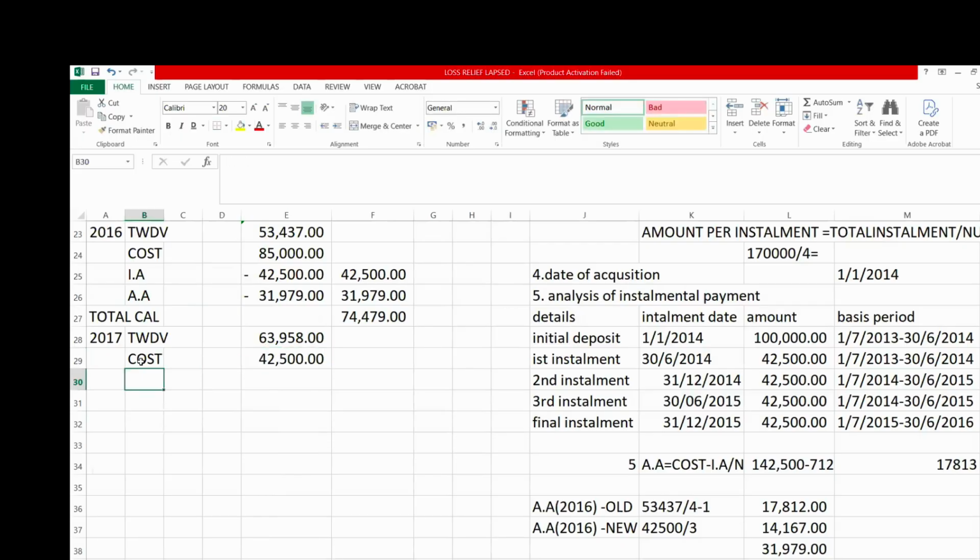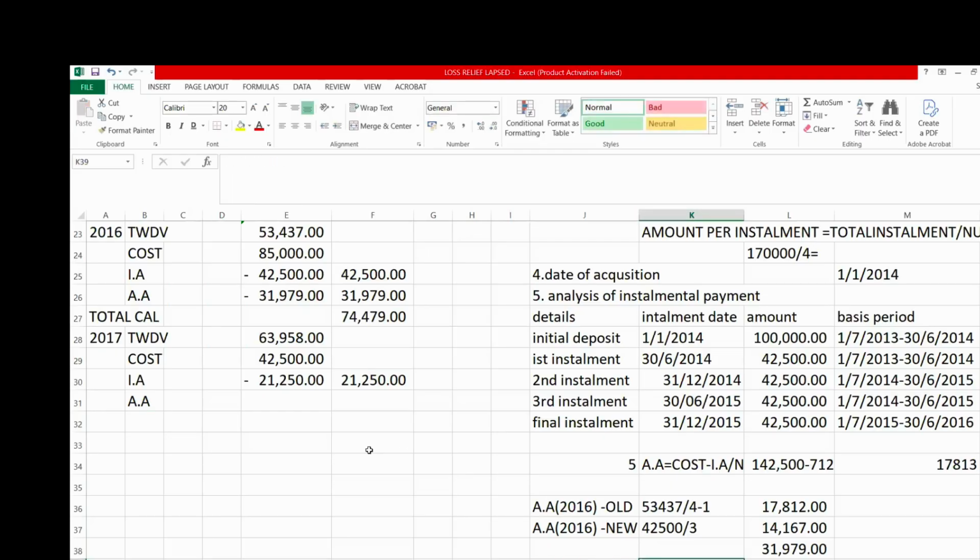For any new cost, as I told you, it's going to be available for initial allowance. Initial allowance at the rate of 50%, 42,500 at 50% will give us 21,250. So you transfer it to the total column, 21,250. Then you also calculate annual allowance in 2017, the same way you calculated it.